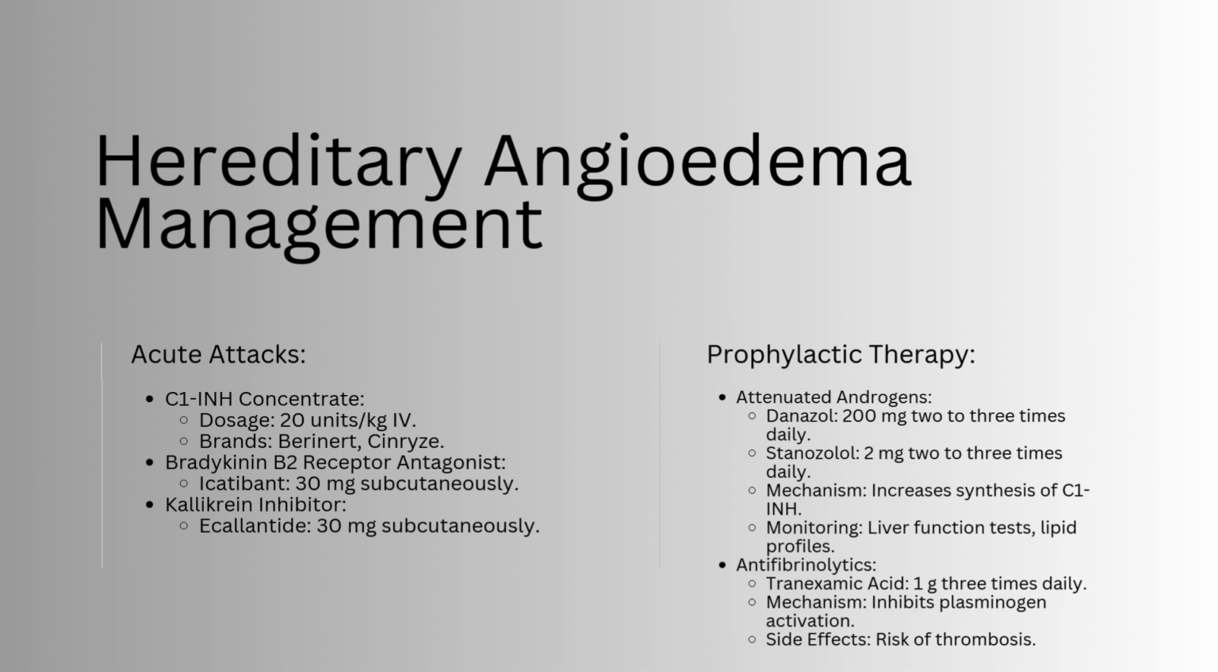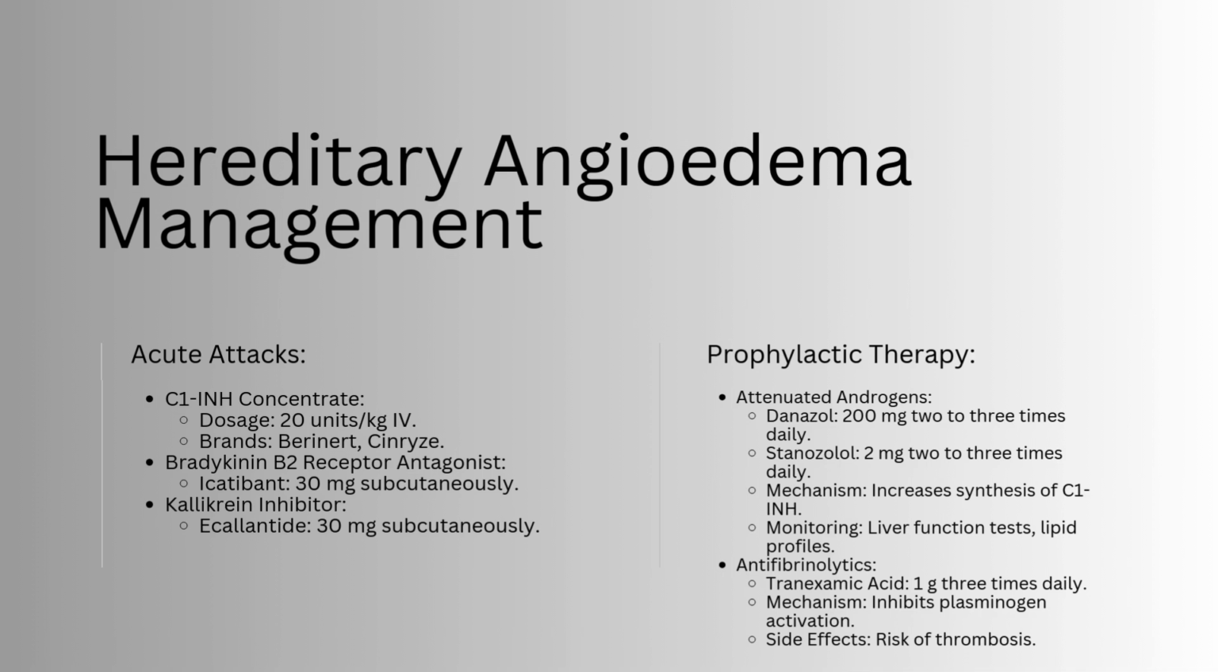Ecallantide, dosage, 30 mg subcutaneously, administered as 3 10 mg injections. Mechanism: a plasma kallikrein inhibitor. For prophylaxis, we rely on attenuated androgens and antifibrinolytics. Danazol, dosage, 200 mg 2 to 3 times daily. Mechanism: enhances hepatic synthesis of C1-INH.